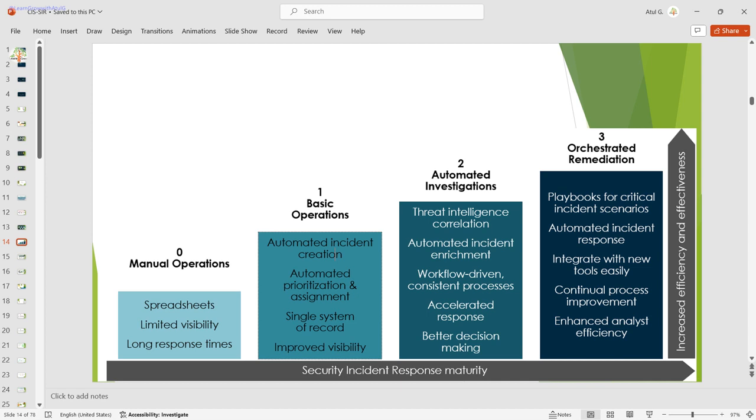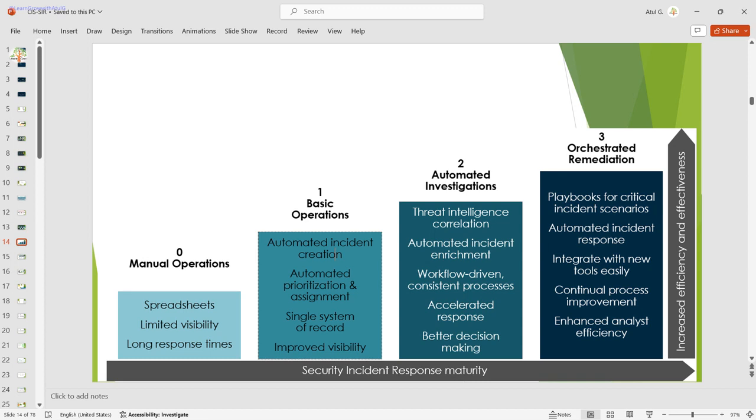We can do a workflow-driven, consistent process. Maybe for a specific case, we can define the workflow and proceed further. And at last, it helps us make decisions better and better. At the last, we have the orchestration and remediation. Why remediation? If you notice, this part is operation, but this is investigation. And the last, we have remediation: how we can resolve and remediate the security incident, and how we can orchestrate and automate that process.